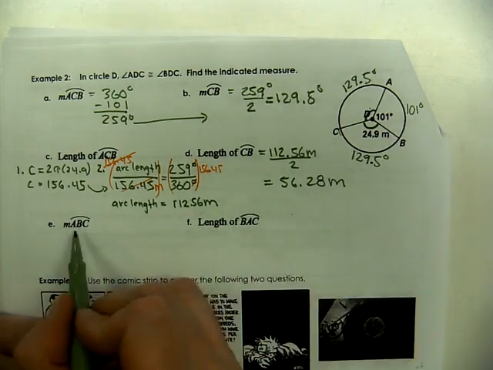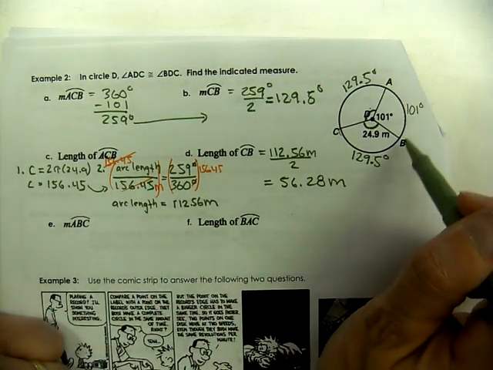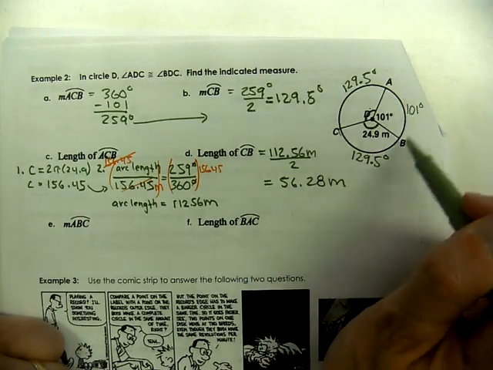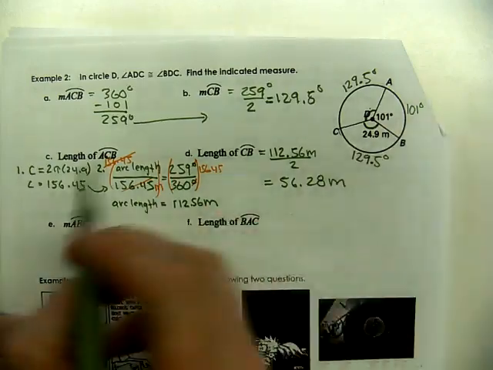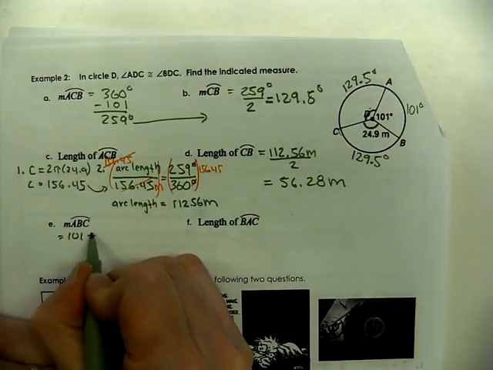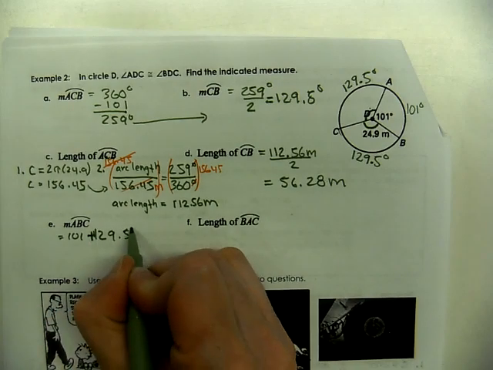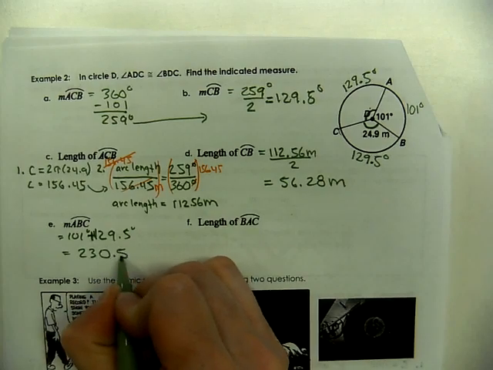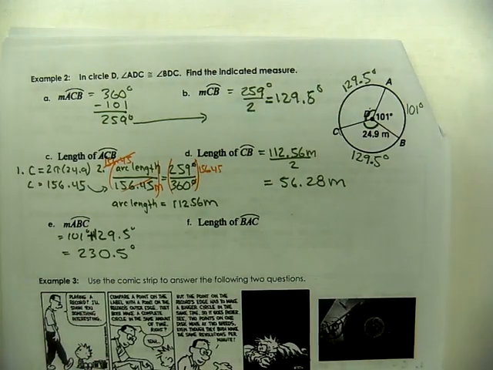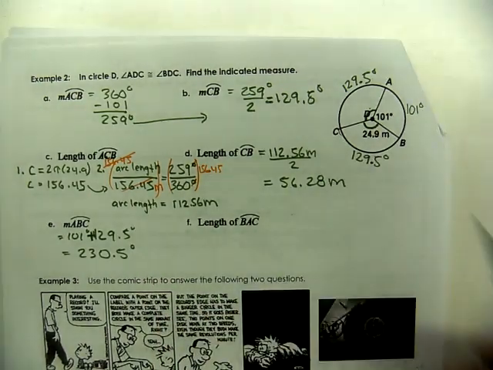Part E, we're looking at another measure of an arc. This is ABC. So A, B, C. We already have these numbers. You can see we have the arc measures, the degrees around the side. So let's add those up. The 101 and the 129. So that's 230.5 degrees. All right, so again, notice we did not need a proportion here because we had the information already on the diagram.